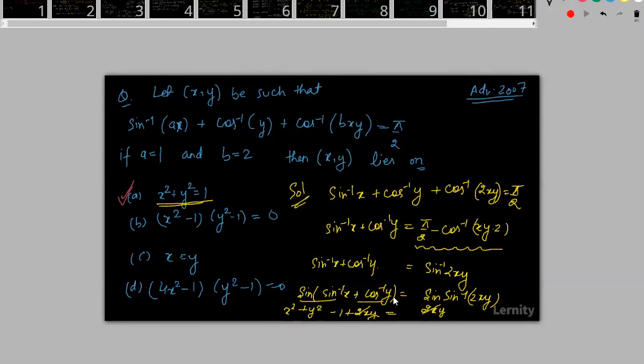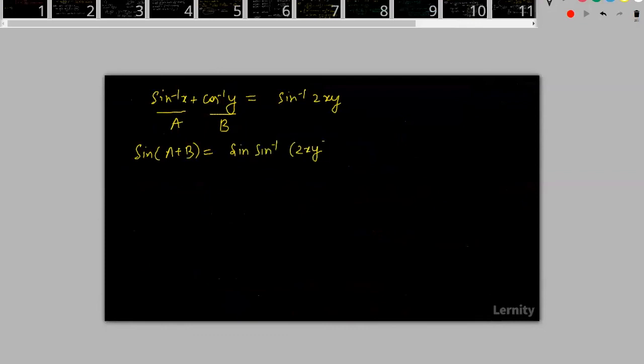So this step, Soumya. We have sine inverse of x plus cos inverse of y is equal to sine inverse of 2xy, right? So this is angle A, this is angle B. If I take sine of both, this is sine of A plus B is equal to sine of sine inverse of 2xy, which is simply 2xy. Sine of A plus B is sine A into cos B plus cos A into sine B.